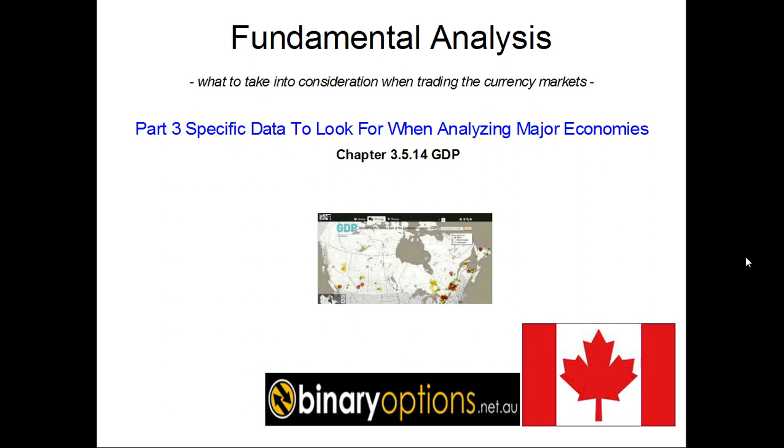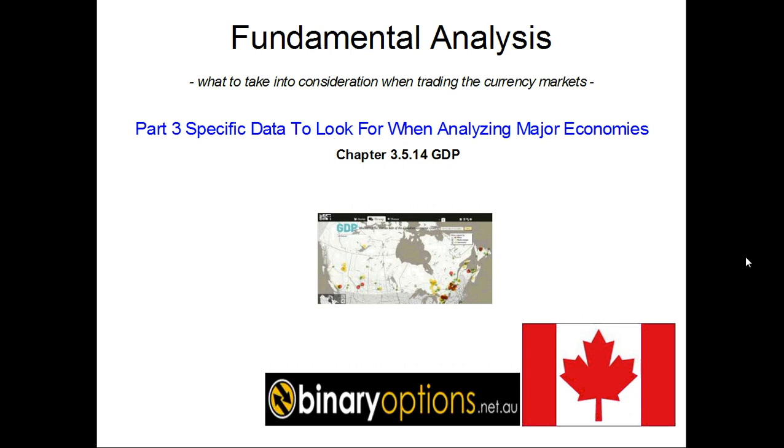Approaching the end of our Canadian analysis here, it is time to look for the Canadian GDP under the third part, specific data to look for when analyzing major economies. One of the major economies we've looked at is Canada, the last of the five analyzed: United States of America, Eurozone, United Kingdom, and Australia.